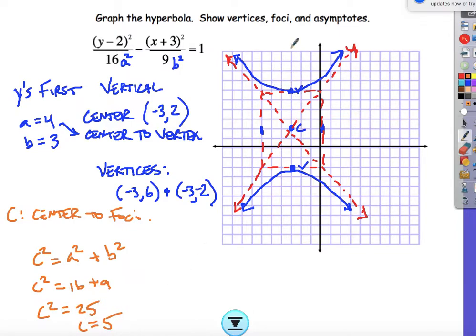And the foci are going to be aligned with the vertices. So I'm going to go 5 up and down from the center. So that would put one focus right here. That's 5 above the center, and the other focus would be 5 below the center. And those foci should be inside the parabolas. All right, that's what the graph would look like. All right, next problem.